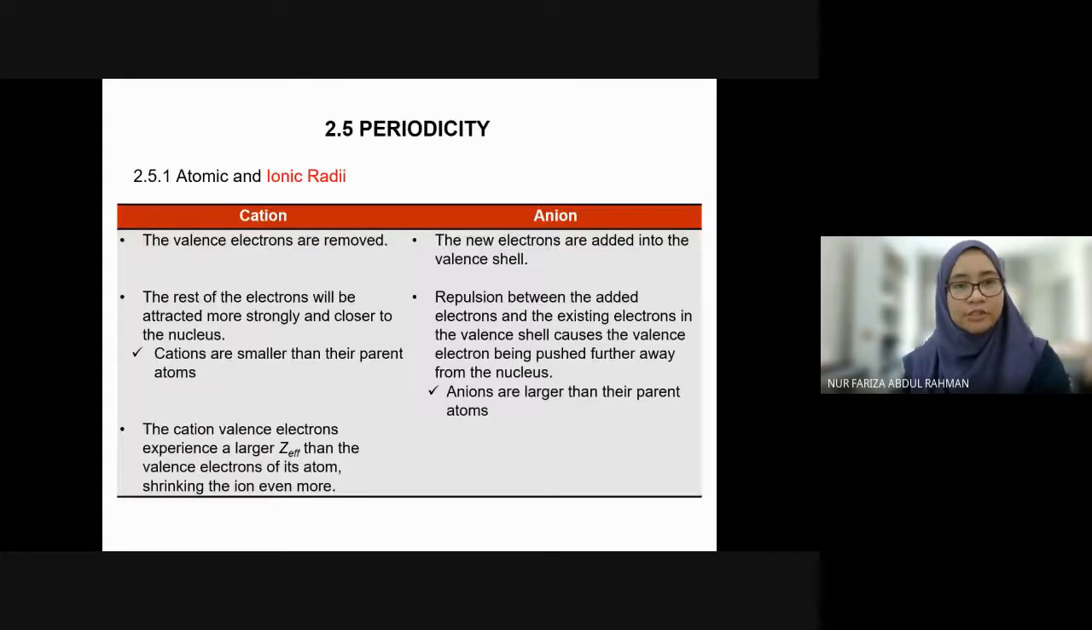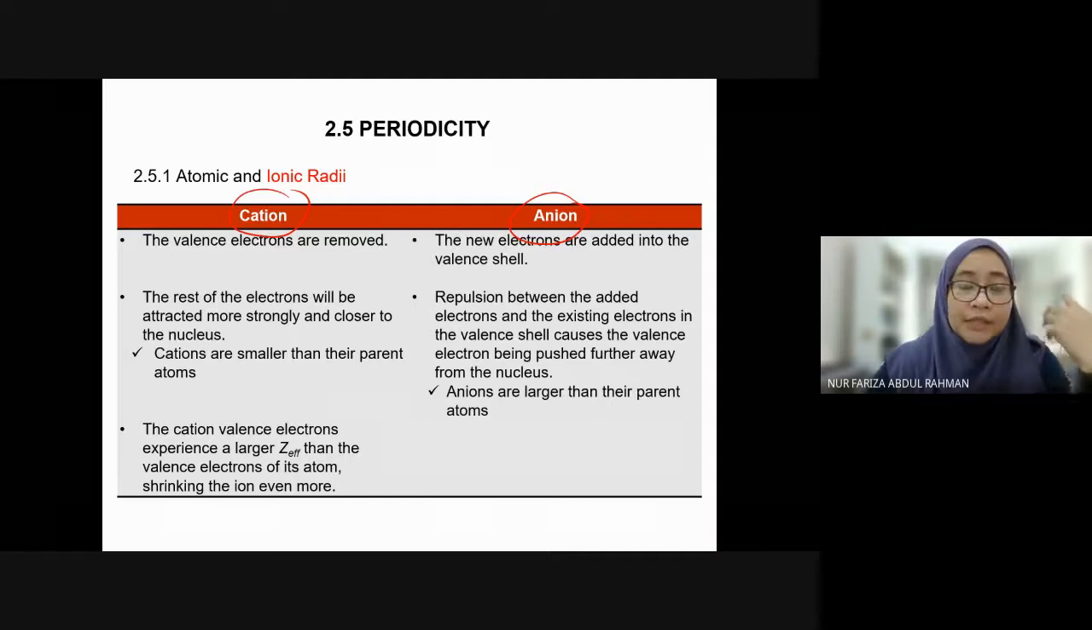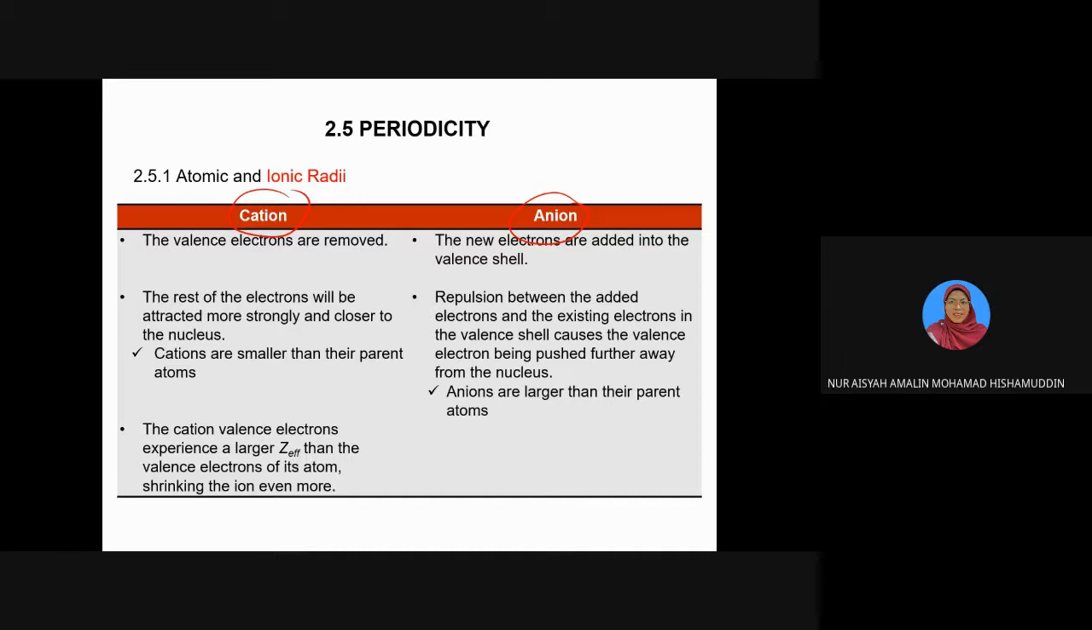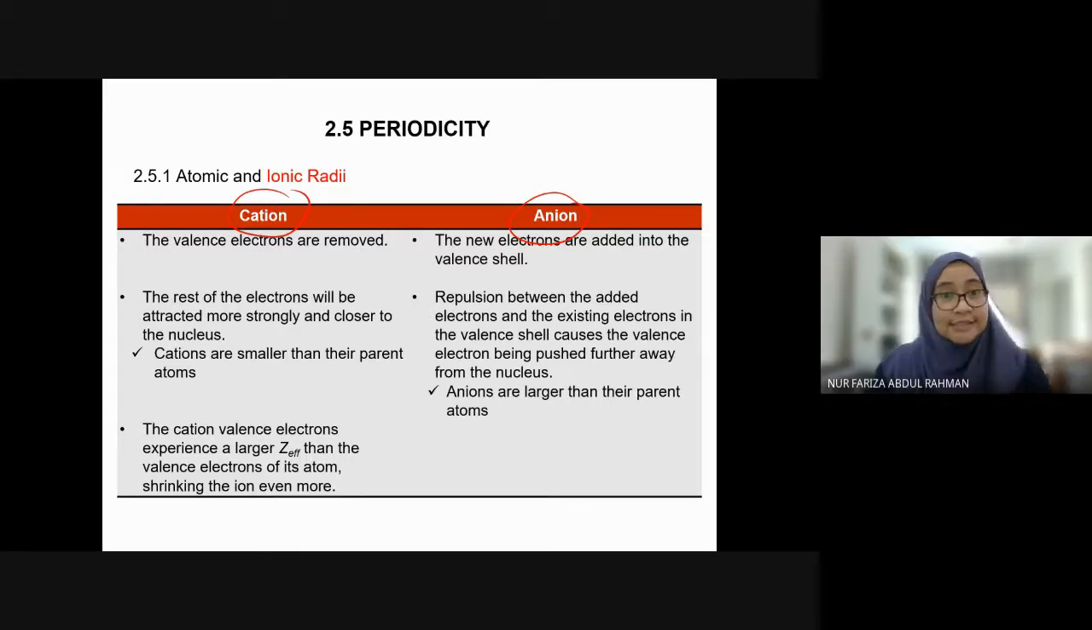Okay, so I'm going to proceed to the ionic radii. Okay, ionic radii. So we are done with atomic radii, atomic radius. Okay, next will be ionic radii. So we know that ionic radii stand for ions lah. Okay, so we have atom. When the atom gains electrons, they become anion. When the atom loses its electrons, they become cation. Okay, as simple as that. Okay, dia jadi cation dengan anion.